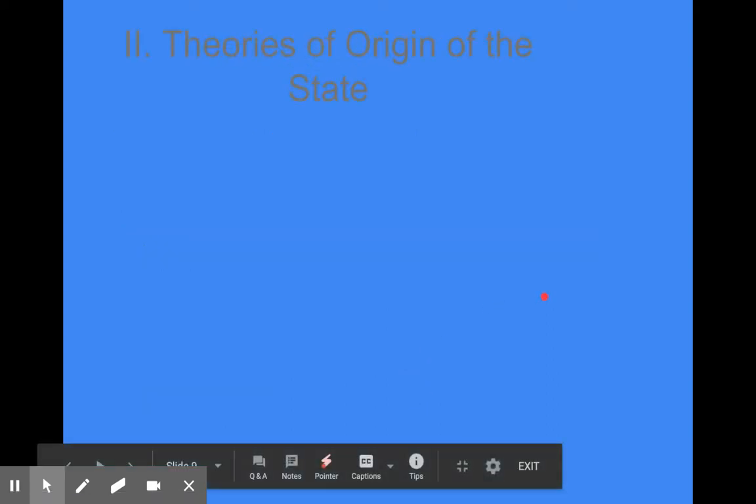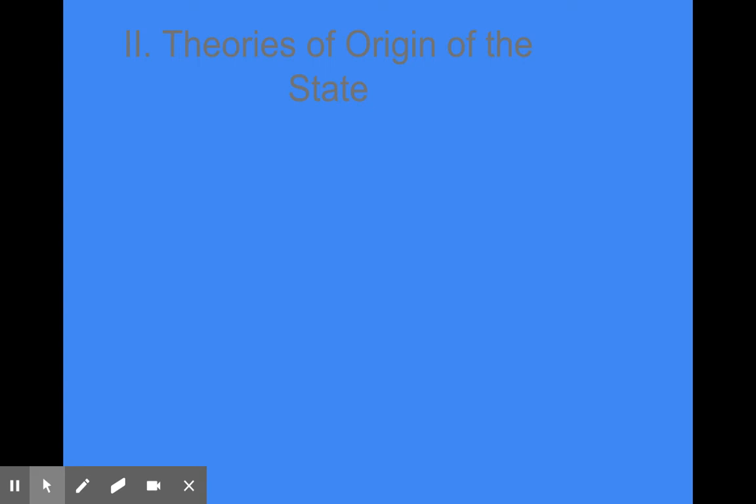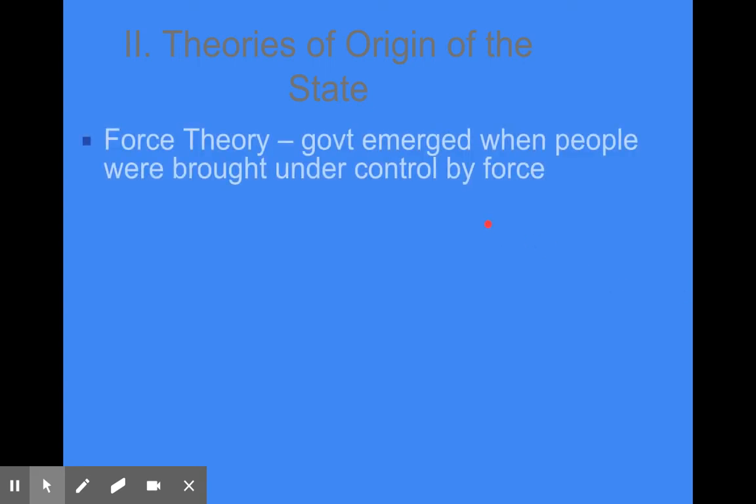All right. Next section. Theories of origin of the state. So where do states come from? How did these governments come about? Okay, there's something called force theory. That governments emerge when people are brought under control by force. Like the Roman Empire, Romans way back when, they went out and conquered city-states, conquered places, and took control and brought their government to them. Okay, so that's one way. You can go out and bring government because you are the stronger force.